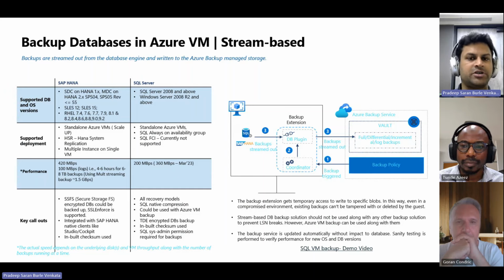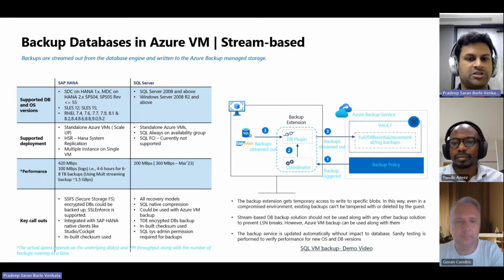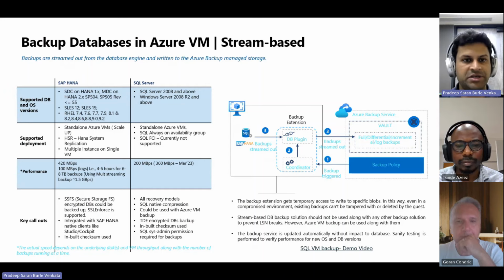And same with SQL Server as well. On SQL, we support Always On availability groups for HA, so we have the intelligence there as well. And in terms of performance, we have improved a lot. We support both standard single channel throughput and multi-channel. By default, single channel is used, where we provide the pipe between your VM and the Recovery Services vault. As I said earlier, we stream the backup directly to the Recovery Services vault. This is the streaming way of backing up your databases.